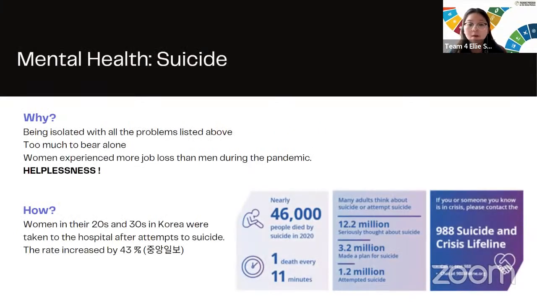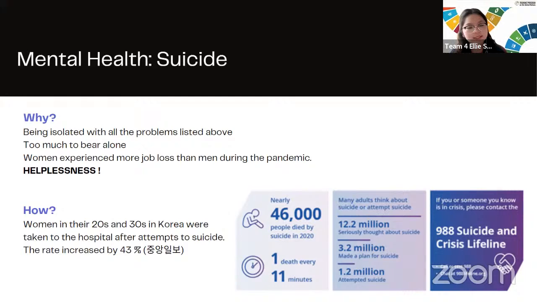Lastly, we can take a look at the mental health of women during the pandemic. More specifically, suicide. Being isolated with so many of the problems listed above was too much for the woman to bear alone. On top of that, most of the women ended up being unemployed. And this led to one of the most dangerous emotions that can happen to a human being, as proven by countless psychologists, which is helplessness. Women in their 20s and 30s in Korea were taken to the hospital after attempts at suicide, which had risen by 43%.